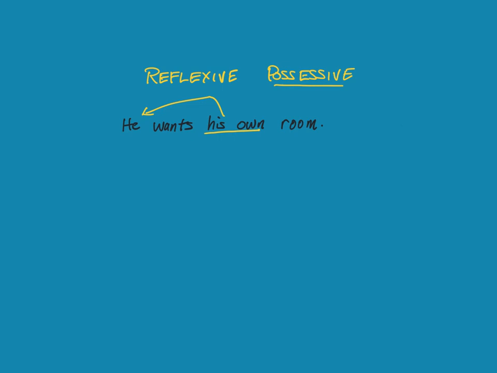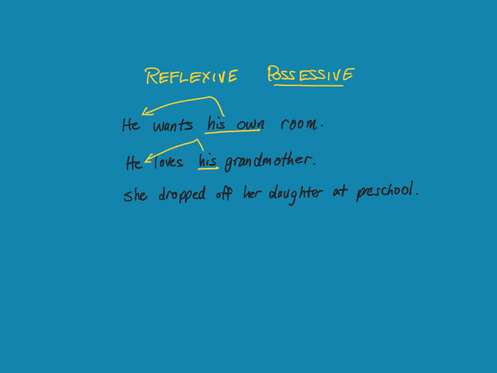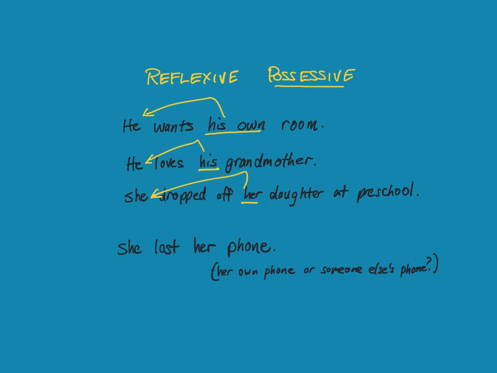But in English, we don't usually use that word own, even when we mean reflexive, and that can result in some ambiguity in English. In the sentence, she lost her phone, we don't know who her is. We don't know if she lost her own phone, or if she borrowed a phone from some unnamed female person and then lost her phone.